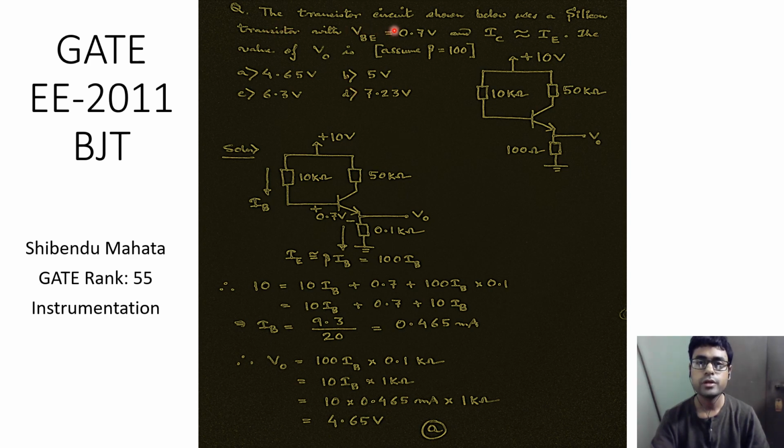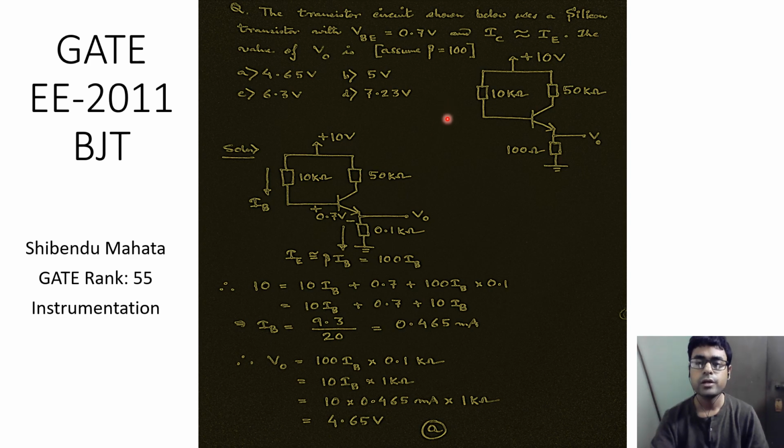The transistor circuit shown below uses a silicon transistor with VBE equal to 0.7 volt and IC approximately equal to IE. The value of V0 is, assume that the DC current gain beta is equal to 100, and the options are 4.65 volt, 5 volt, 6.3 volt and 7.23 volts.